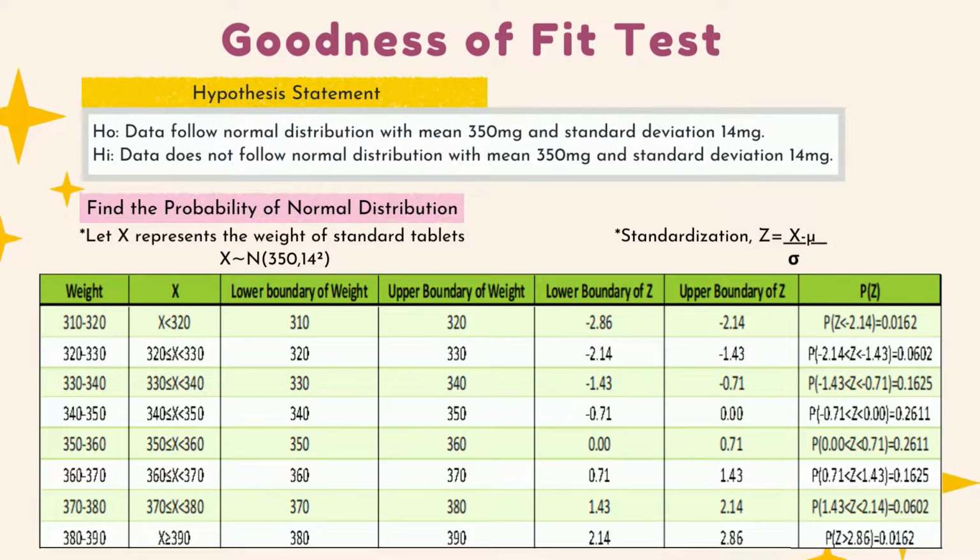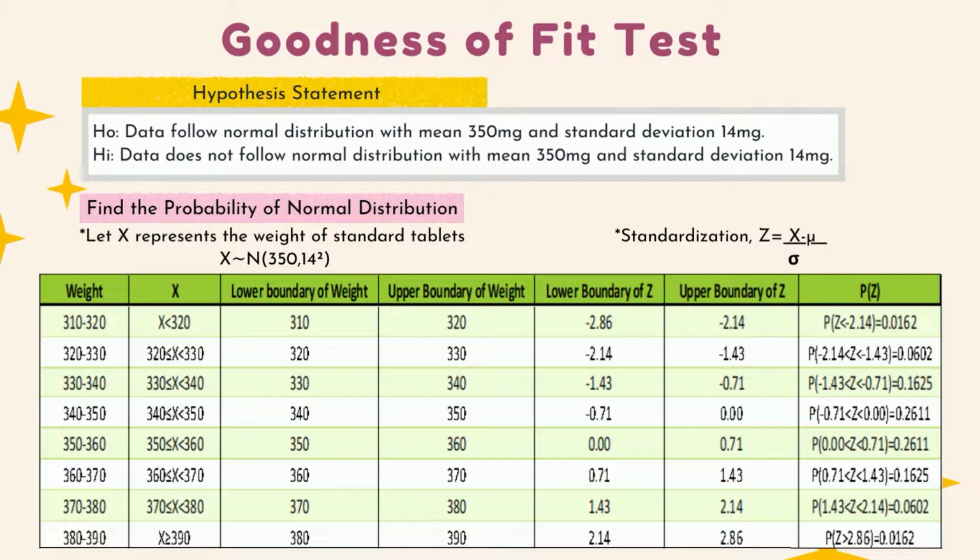So, our H0 is the data follows normal distribution with mean of 350 mg and standard deviation 40 mg. While H1 is the data does not follow normal distribution with mean 350 mg and standard deviation 40 mg. The data is the weight of the standard tablet produced by the manufacturer. Then, we need to find the probability of the normal distribution, but let X represent the weight of the standard tablet, which has the mean of 350 and standard deviation of 40.